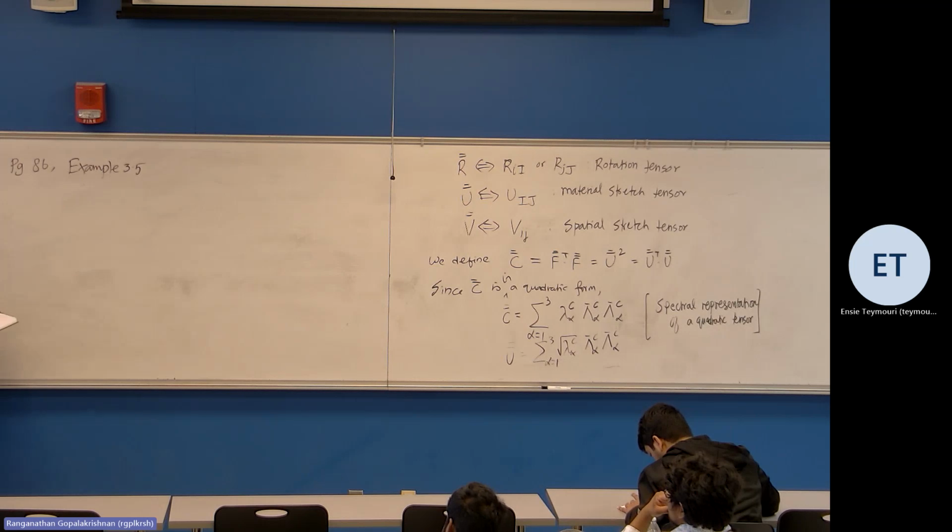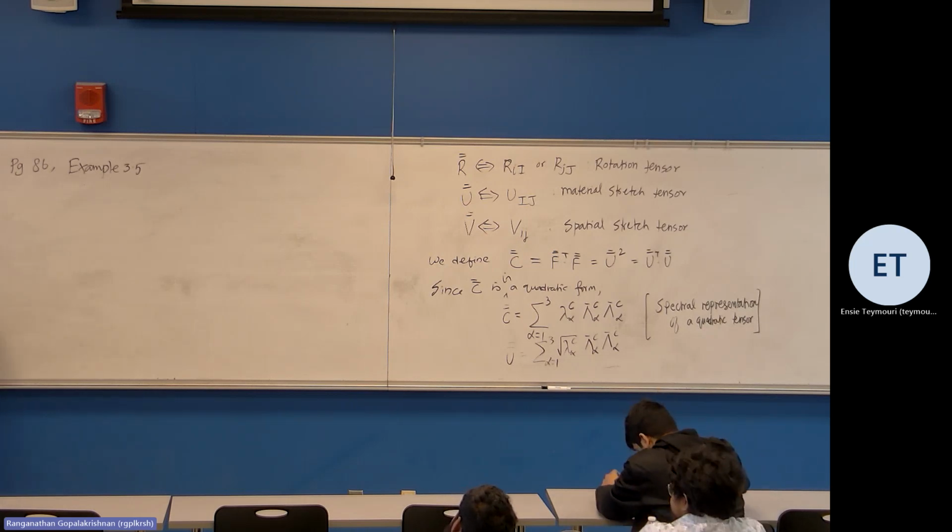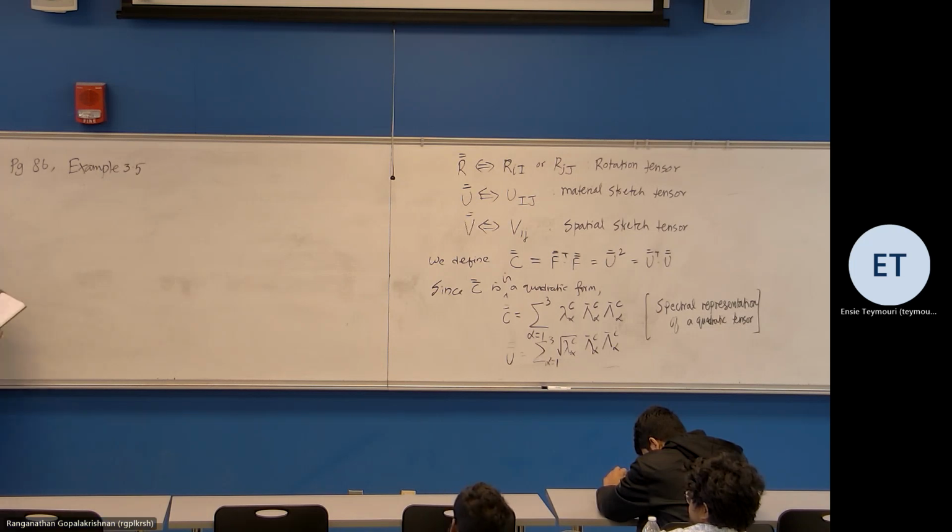It gives you the deformation mapping. Consider the deformation mapping given in example 3.1. The deformation gradients associated with these mappings are given in example 3.2. Calculate C, U, and R. Okay, all right.